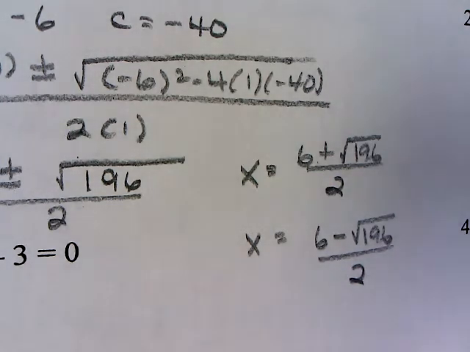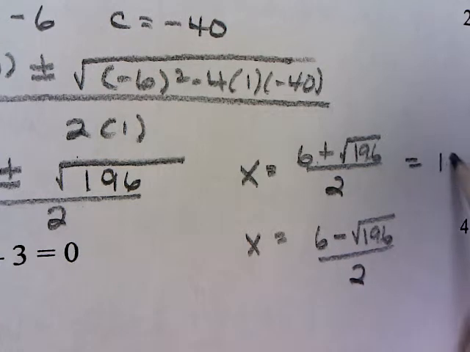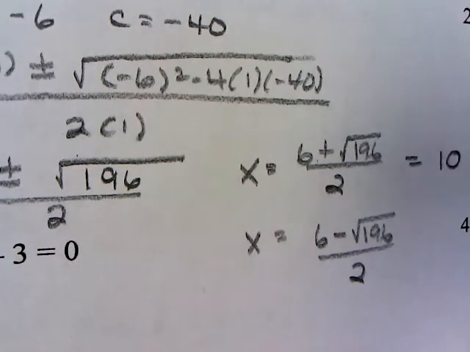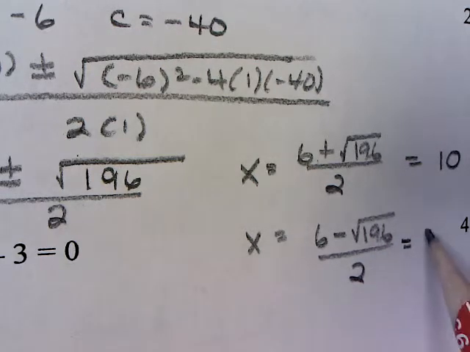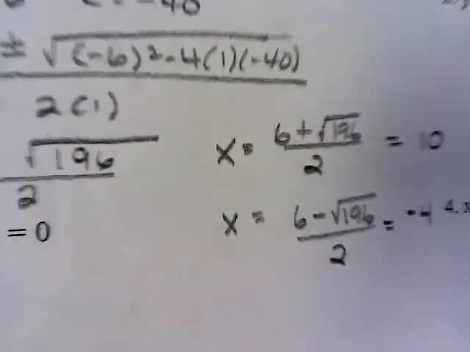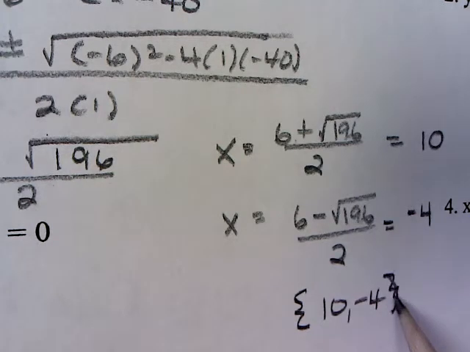So in the case here, I have 6 plus the square root of 196. When I divide it by 2, I get 10 as my answer. I have 6 minus the square root of 196 divided by 2. I should get negative 4 as my answer. Again, I have 2 answers. So therefore, I have my set notation with my 2 answers. Oops, sorry, my set notation messed up there.